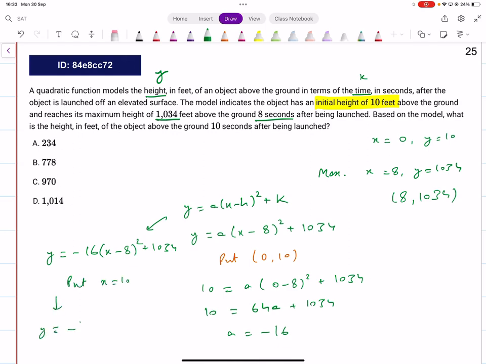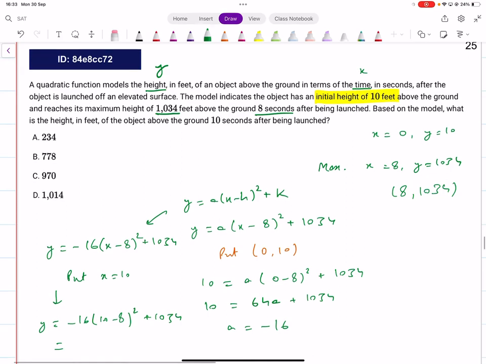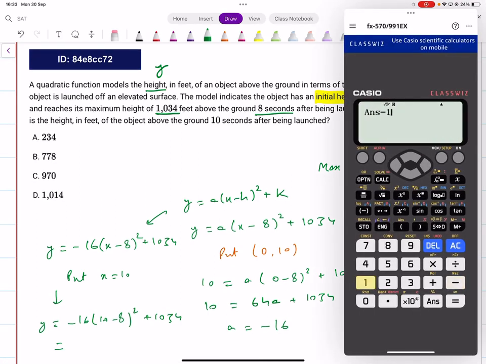Y equals minus 16 into 10 minus 8 whole squared plus 1034. And that would give us the result, which is minus 16 into 4 plus 1034, and that is 970, so it's supposed to be C. Does that make sense?